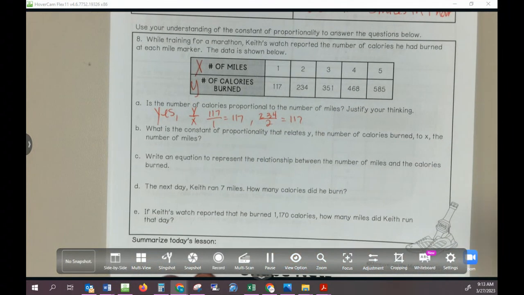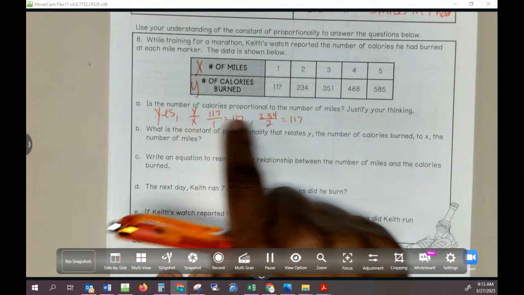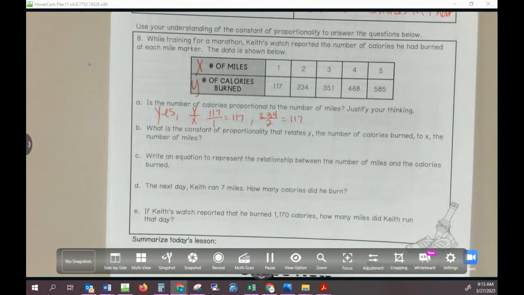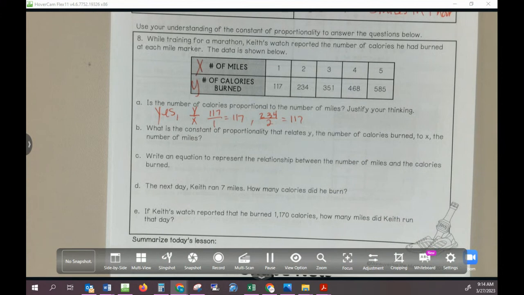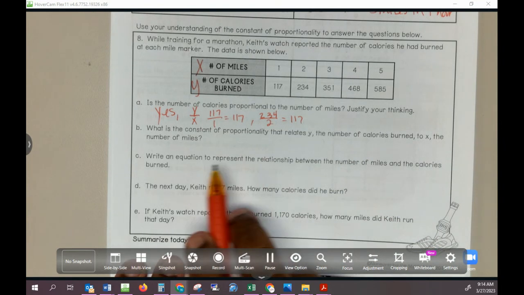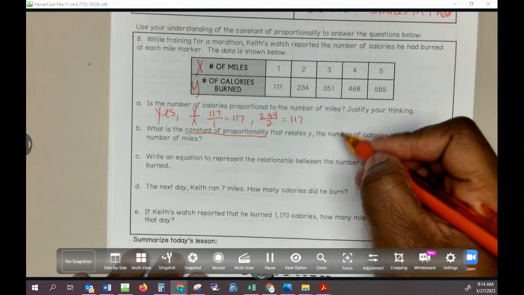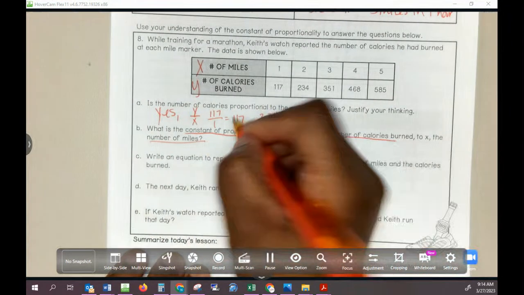So there you go. That's all you will have to do to determine that that's a constant of proportionality, because two of them showed out to be the same thing. Thank you. B, what is the constant of proportionality that relates y, the number of calories burned, to x, the number of miles? So what is the constant of proportionality, like what we've been finding, that relates y, the number of calories burned, to x, the number of miles?